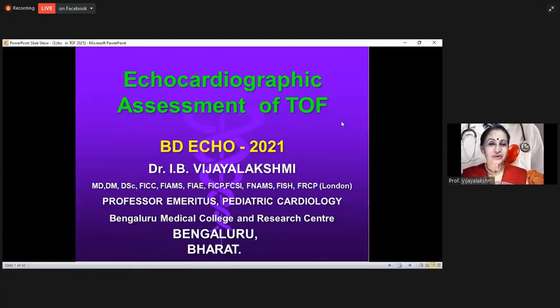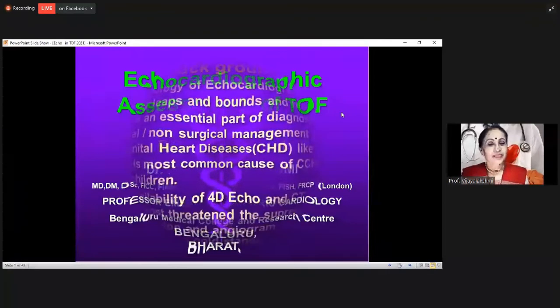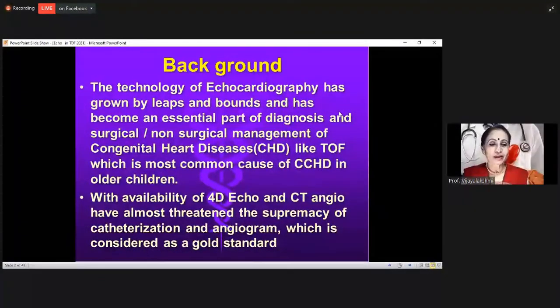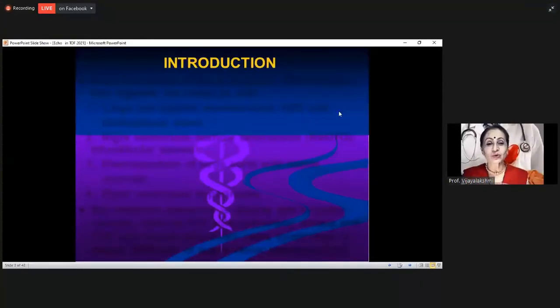Today, I'm going to speak about echocardiographic assessment of tetralogy of Fallot. The technology of echocardiography has grown by leaps and bounds and has become an essential part of diagnosis and surgical and non-surgical management of congenital heart diseases like tetralogy of Fallot, which is the most common cause of cyanotic congenital heart disease in older children. With the availability of 4D echo and CT angio, they have almost threatened the supremacy of catheterization and the angiogram, which is considered the gold standard.